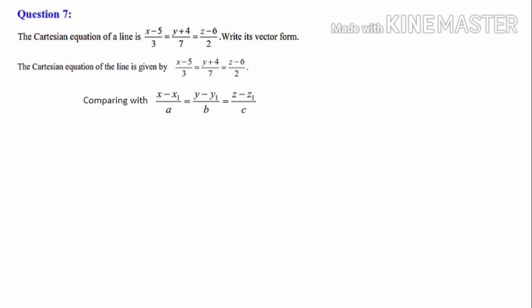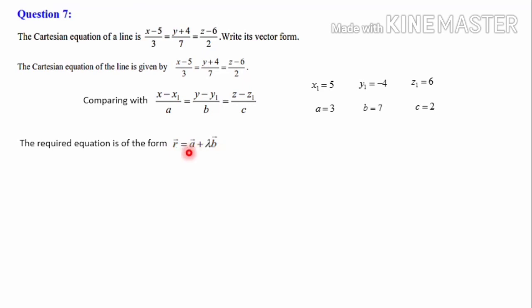By comparing these two, we can write x1, y1, z1. x1 is 5, then y1 is minus 4. Here there is a minus, here there is plus. So y1 is minus 4 and z1 is 6. Next, a is 3, b is 7 and c is 2. So x1, y1, z1, a, b and c we have taken. Now the required equation is of the form vector r is equal to vector a plus lambda into vector b. This is the vector form of point parallel form. So vector r is equal to vector a plus lambda into vector b.